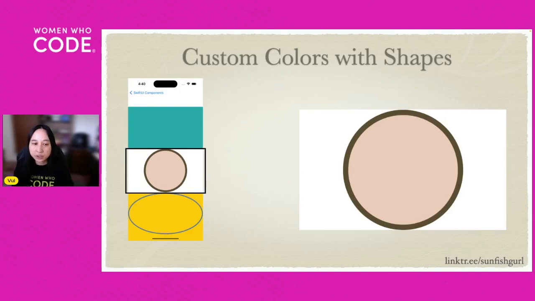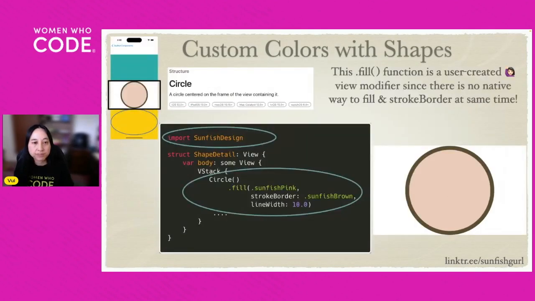Next, let's fill a circle with a custom color and draw a border around the circle with another custom color. In this case, we need to create a completely new modifier instead of overloading or extending an existing Apple view modifier. That's because there is no way to natively fill and draw a stroke border around a shape at the same time. So we're building that ourselves to use our custom colors.